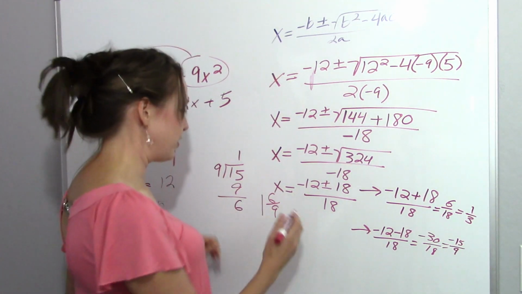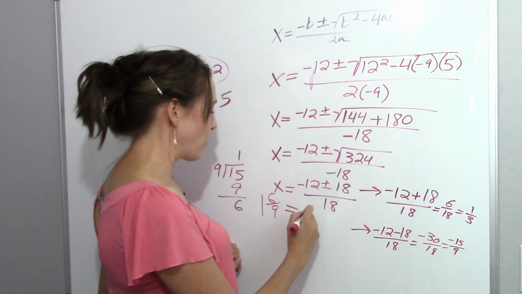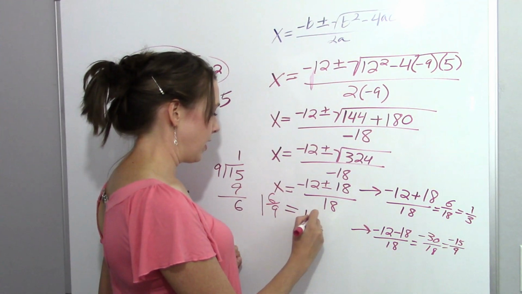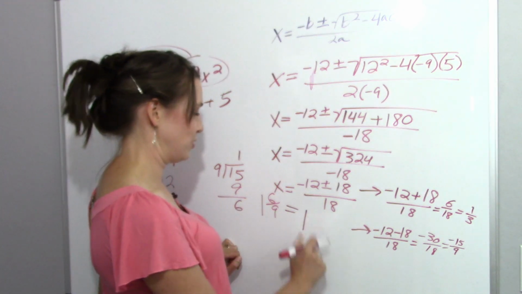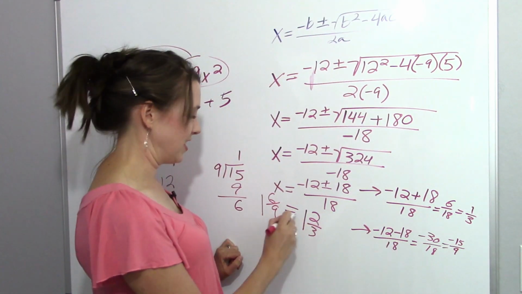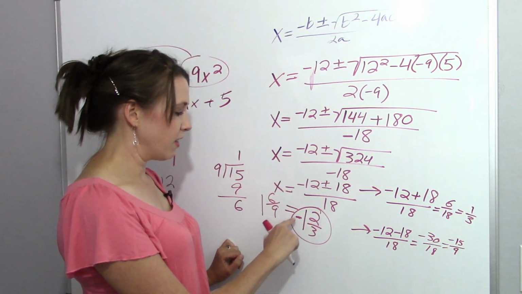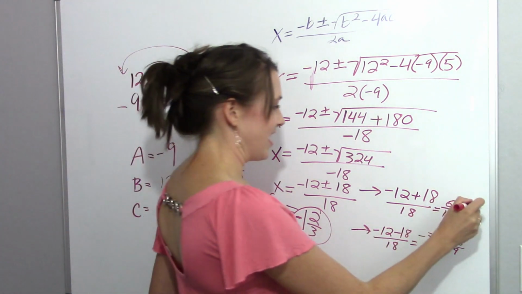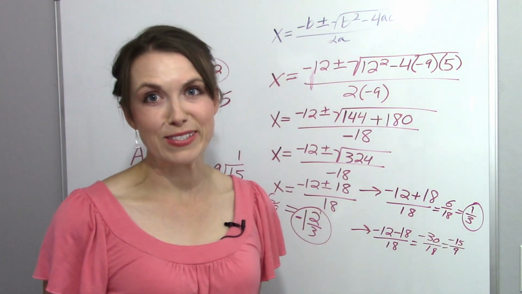So I can even reduce it down a little bit more because 3 goes into 6 and 9. So I have 1 is equal to 3, 1 is equal to 2/3. But remember, it was a negative, so we need to make sure that we keep it a negative. So I have negative 1 2/3, and that would be the answer.